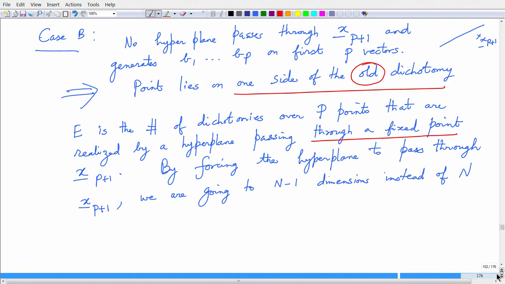Now, the other case is that no hyperplane passes through x p plus 1, that is, the p plus first point is not lying on the hyperplane. Therefore, the point lies on one side of the old dichotomy, which is pretty obvious. Now, E is the number of dichotomies over p points that are realized by a hyperplane passing through a fixed point x p plus 1. By forcing the hyperplane to pass through this point x p plus 1, we are going to n minus 1 dimensions instead of n. This is very important to note, right. I can have 10 points, all of them lying on the x axis and the dimension is still 1 there. This is the central idea.